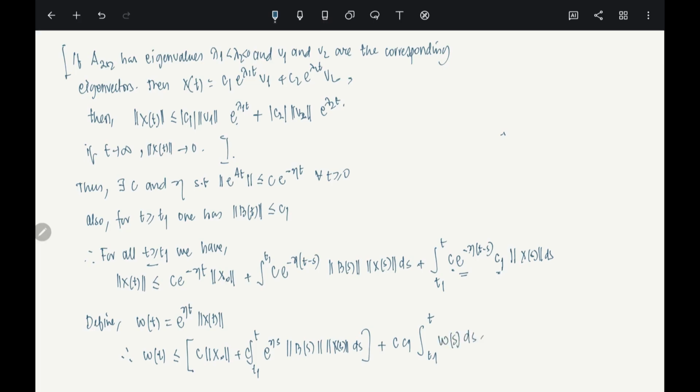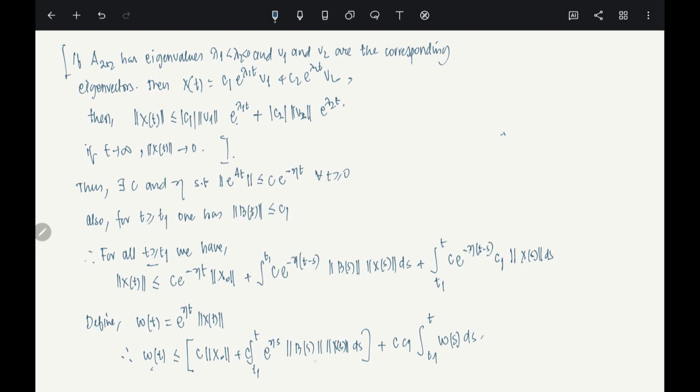Yeah, this is okay, right? See, e to the power minus eta t goes that way, right? So minus e to the power minus eta t times x of t is w of t, which is this. Now I have e to the power eta s is there. E to the power eta s times norm x of s is nothing but w of s. So I just wrote w of s. Yeah? So sorry for the confusion. Yeah? Okay. Fine. Now what does that imply?